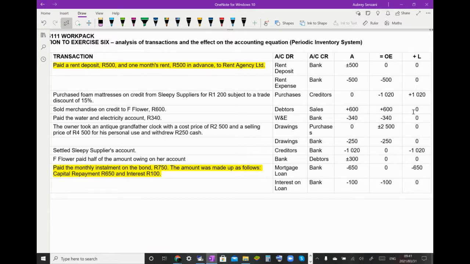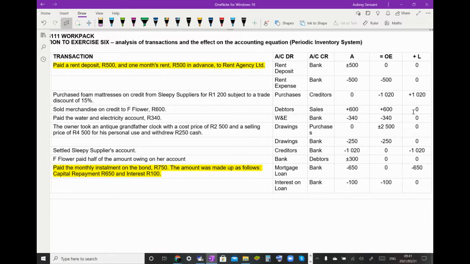So again, here they're just trying to test: do you know that drawings needs to be recorded at the cost price? So drawings, and then purchases. Can you see we didn't use trading inventory? We used purchases. This is an important one because we didn't get something like this in the exercise we did just now. So drawings is affected, and then purchases is affected.